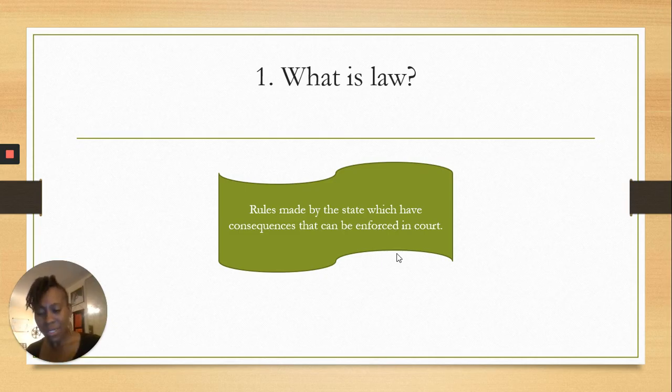So what we need to remember is that laws are rules, but they are rules made not by individuals, such as myself, but by the state, not by your mom, your sister, your uncle, but they're made by the state. And these rules made by the state have consequences that can be enforced in court. They are legally binding. And these rules or these laws fall under different categories, different areas, different divisions of law. And we're going to look at those much more in this session.